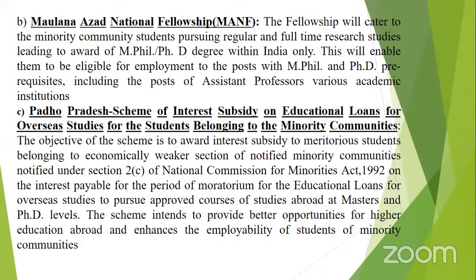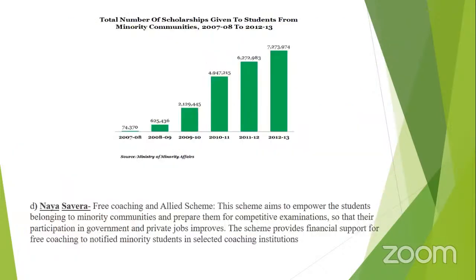Padho Pardesh is a scheme of interest subsidy on educational loans for overseas studies for students belonging to minority communities. The objective of the scheme is to award interest subsidy to meritorious students belonging to the economically weaker sections of minority communities notified under Section 2(c) of the National Commission for Minorities Act. The scheme intends to provide better opportunities for higher education abroad and enhance the employability of students of minority communities.